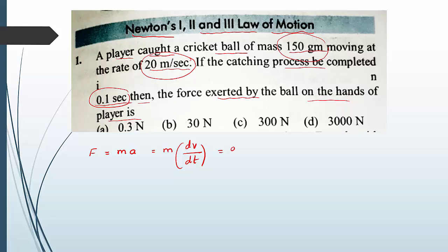0.15 kg. Let us write 0.15 into velocity 20 meter per second divided by time 0.1 second. So calculating these values, we will get the final answer F equal to 30 Newton. Here in this problem, acceleration is not given, but velocity and time interval are given. So just you can modify the formula, then you will get the answer 30 Newton. So option B is right.